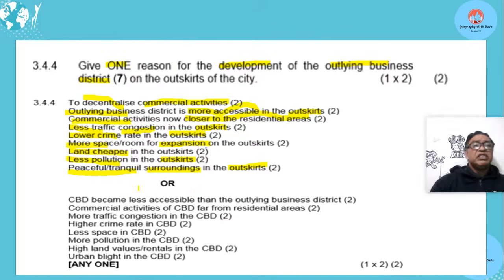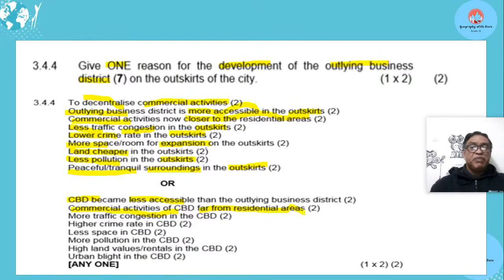Another thing we're looking at is the viewpoint of why it's better to move there. All right. We're looking at a pull factor. But what about the CBD? We can answer in that way also, and the CBD becomes less accessible. Therefore, people move out. Commercial activities of the CBD are far from residential areas. Can you see how we can answer it in different ways?